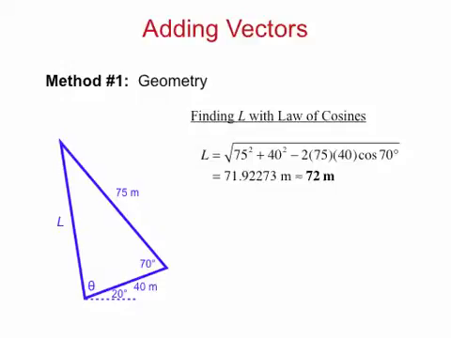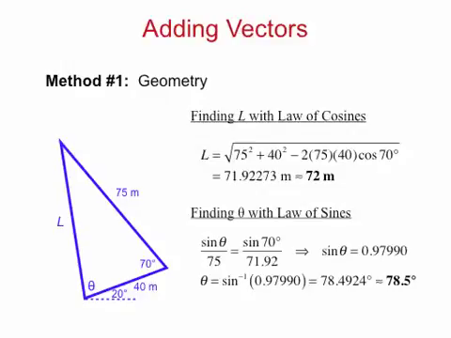Now that we know L and the angle opposite it, we can calculate theta, the angle opposite the 75 meter side, using the law of sines. In particular, we know that sine of theta divided by 75 has to equal sine of 70 degrees divided by L, or 71.92.